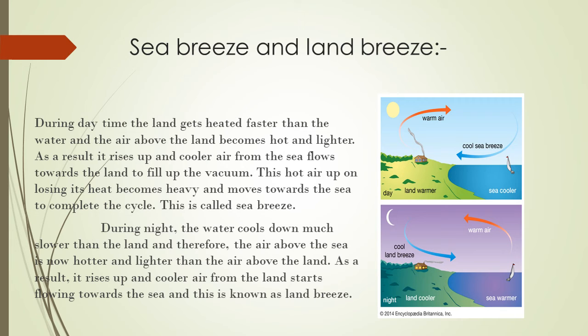During daytime, the land gets heated faster than the water and the air above the land becomes hot and lighter. As a result, it rises up and cooler air from the sea flows towards the land to fill up the vacuum. This hot air, upon losing its heat, becomes heavy and moves towards the sea to complete the cycle. This is called sea breeze.